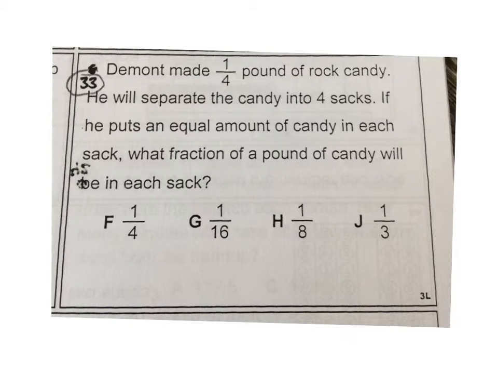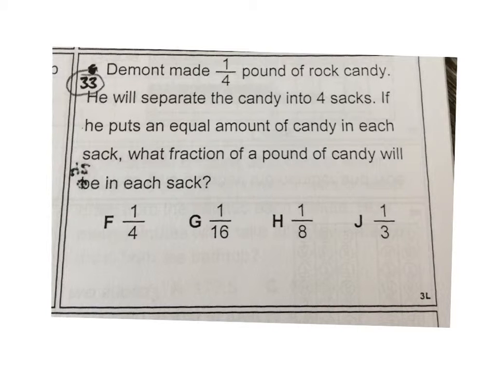Number 33. Dermot made 1/4 pound of rock candy. He will separate the candy into 4 sacks. If he puts an equal amount of candy in each sack, what fraction of a pound of candy will be in each sack? So they give you the total. The total is 1/4 pound. They tell you that they're separating it into 4 sacks. So your equation will be 1/4 divided by 4.